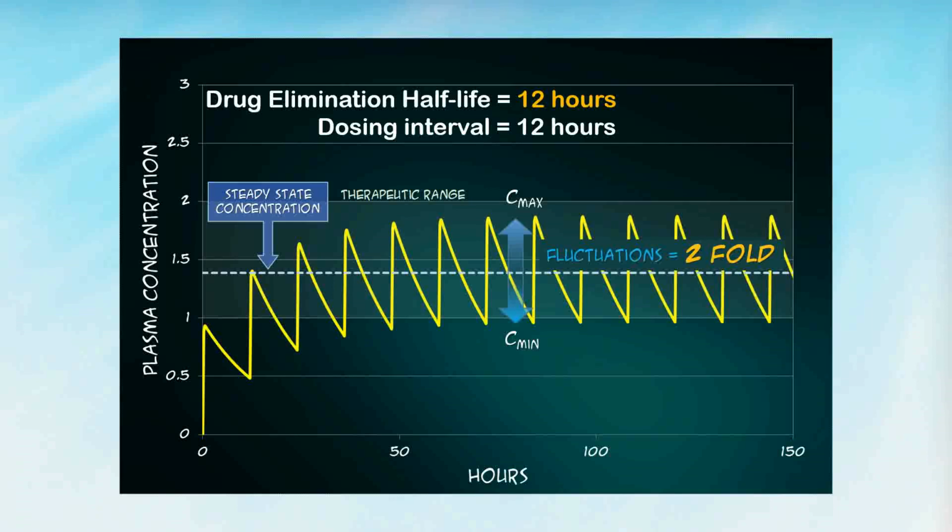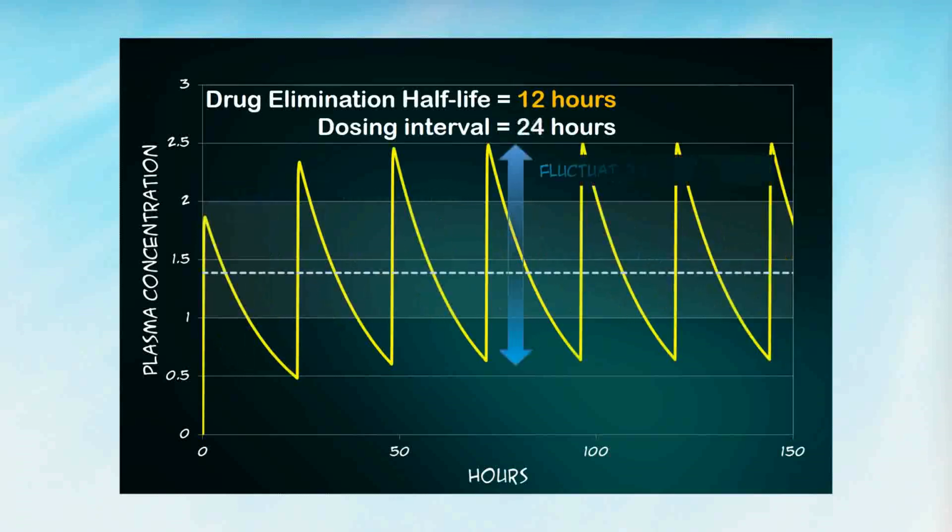This is a comfortable level of fluctuation that avoids excessively high peaks or low troughs. If the dosing interval increases, the fluctuations are amplified. Here, the dosing interval is twice the half-life and the fluctuation is fourfold. Now, if the drug is very safe, these fluctuations are not problematic. But if the therapeutic index is low, managing safe therapeutics can be difficult in the presence of such excessive fluctuations in plasma concentrations.